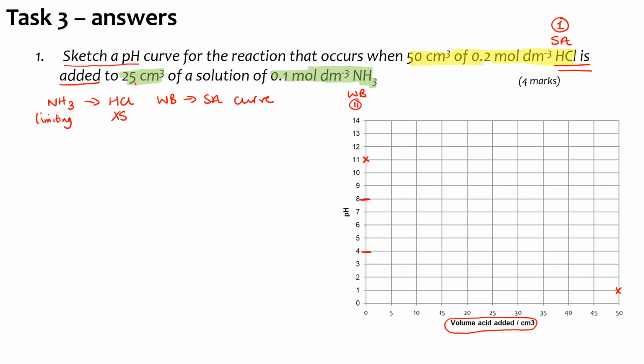And we've been given a volume and a concentration of ammonia. And if we have volume and concentration, we can work out moles. So I'm going to do that. Moles of ammonia is the concentration times the volume.